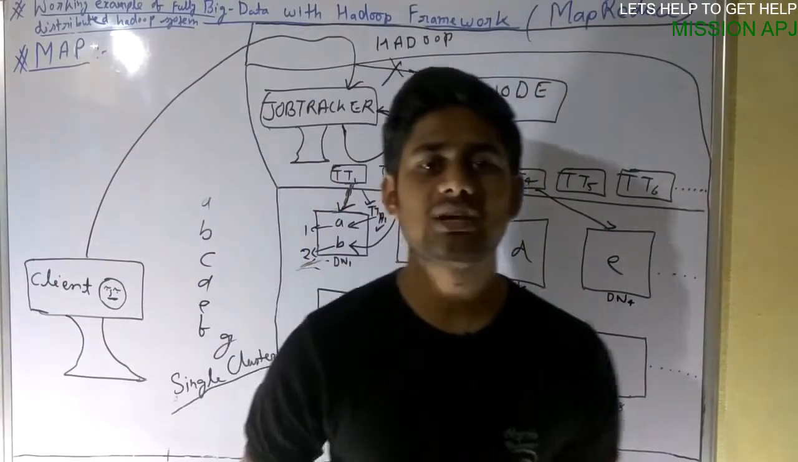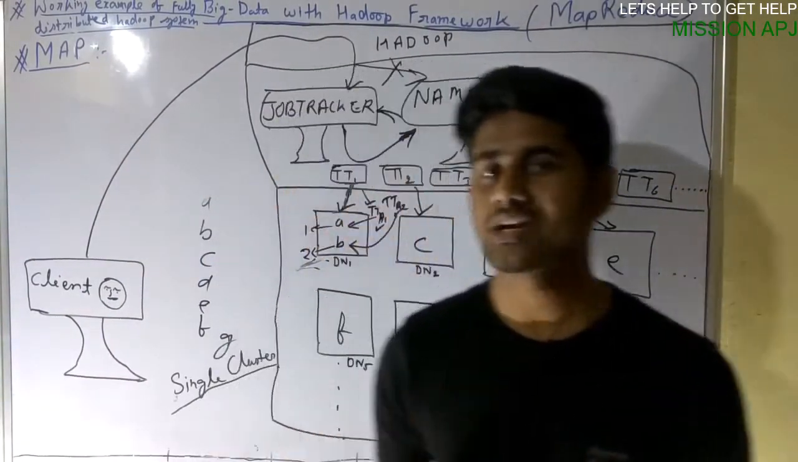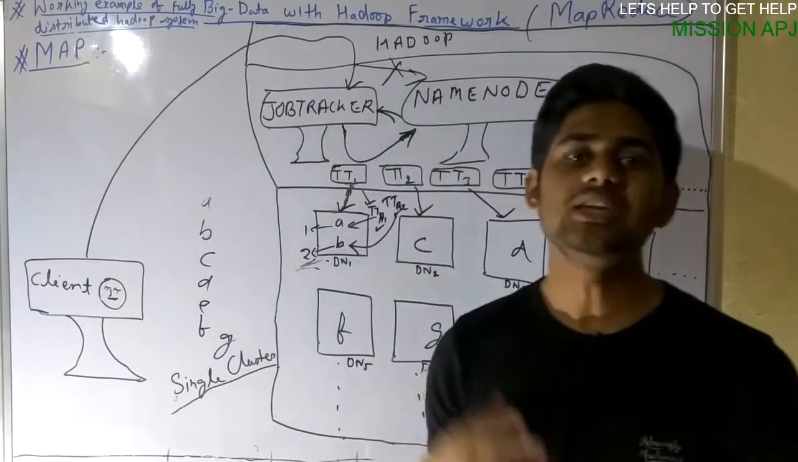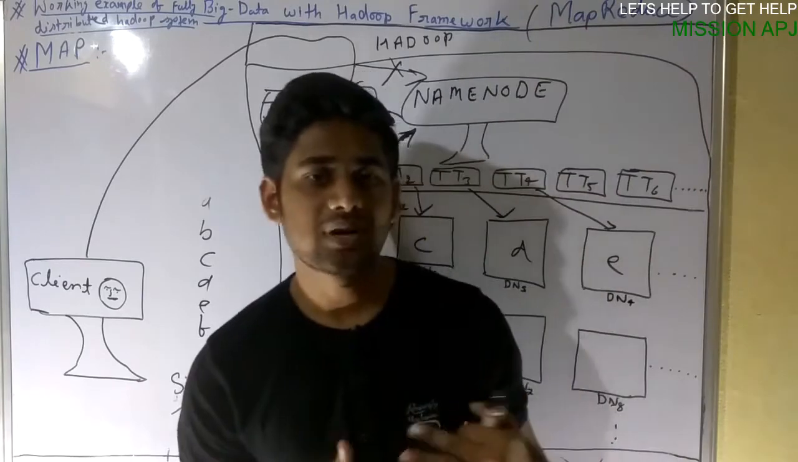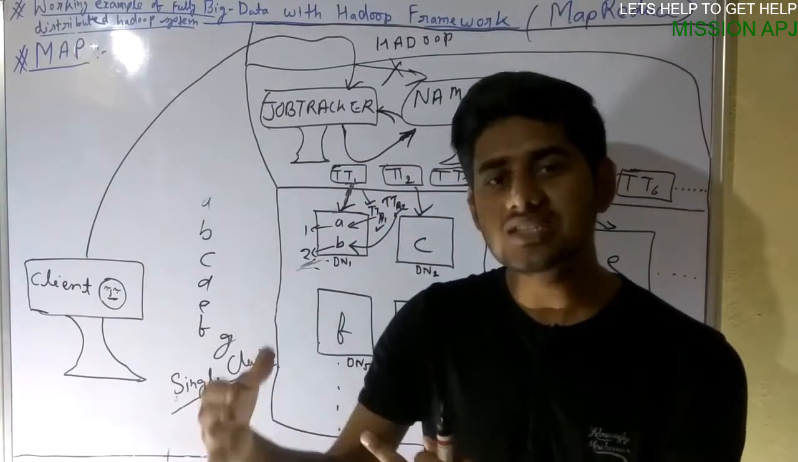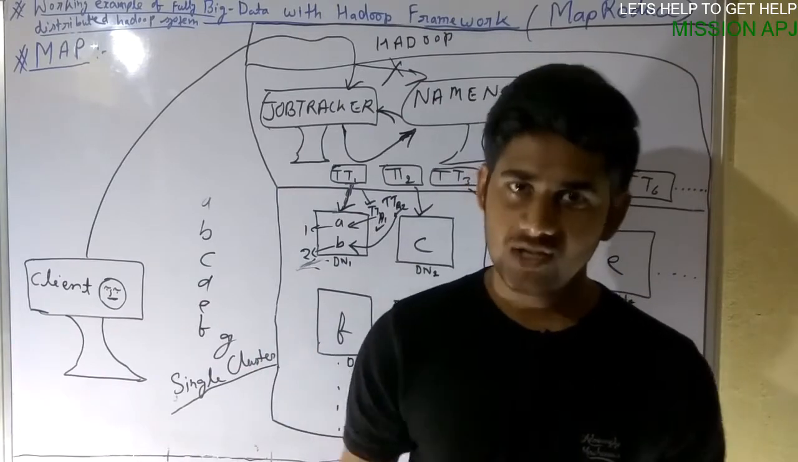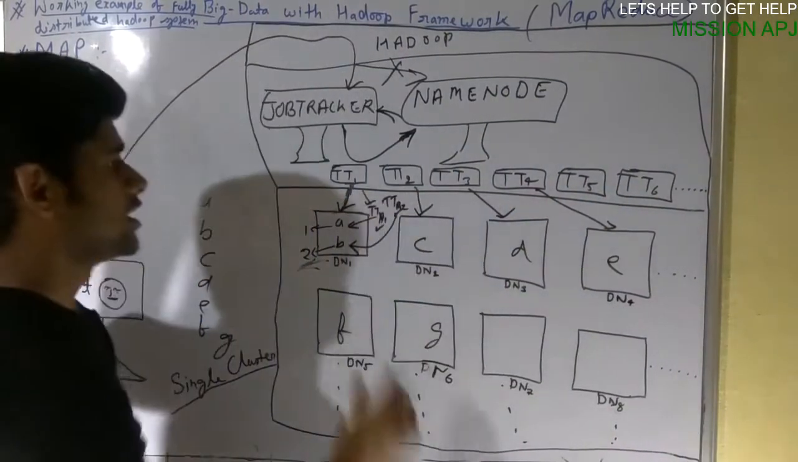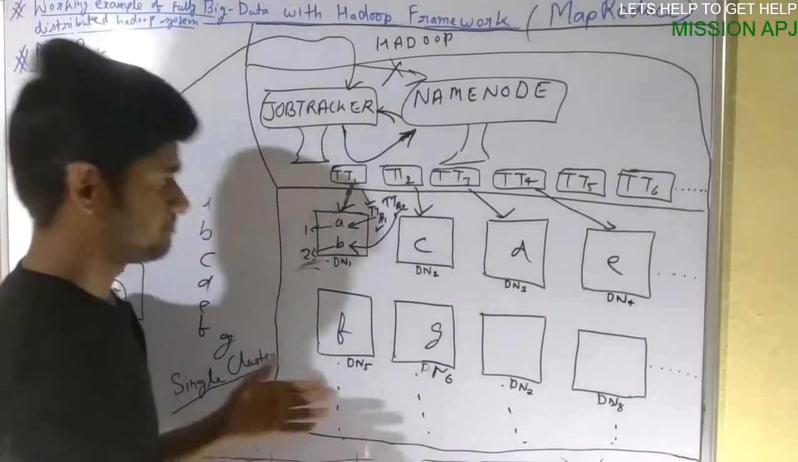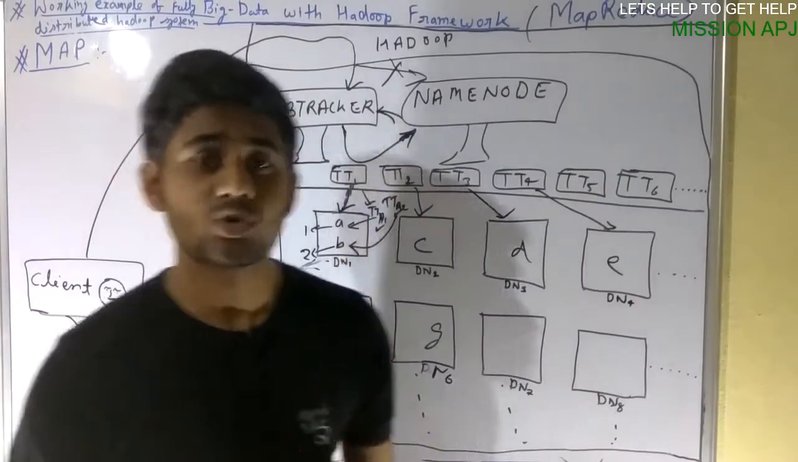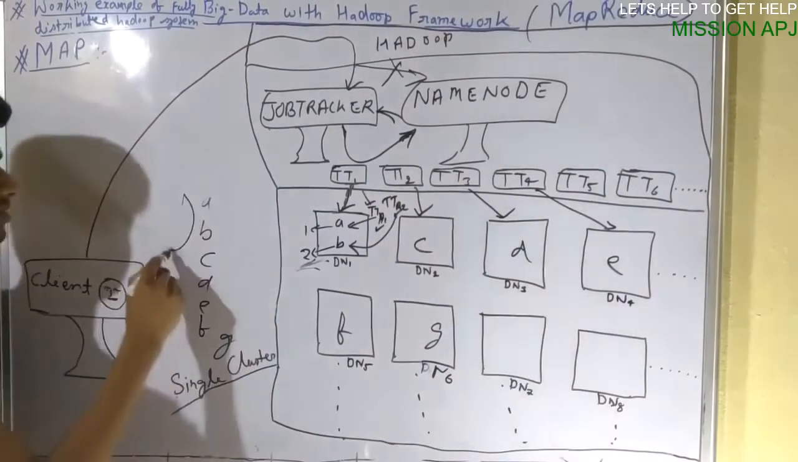So in the ultimate case, we need to understand that the number of task tracker instances running will be equal to the number of mappers initiated. So one task tracker instance will initiate one mapper algorithm, which will work on our data. So what should we write? The number of task trackers equals the number of input splits. So these are nothing but the input splits.